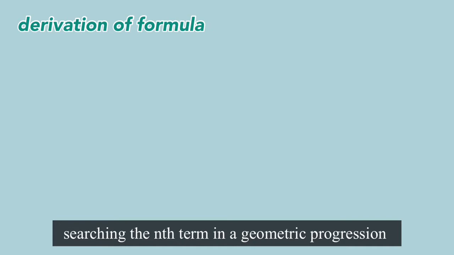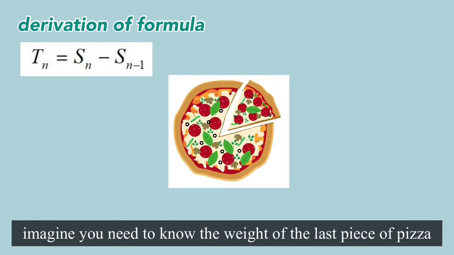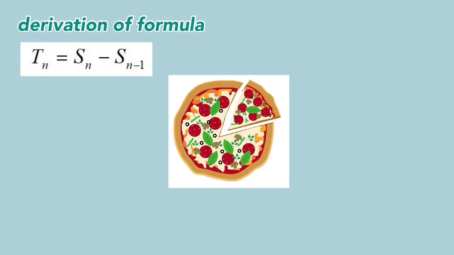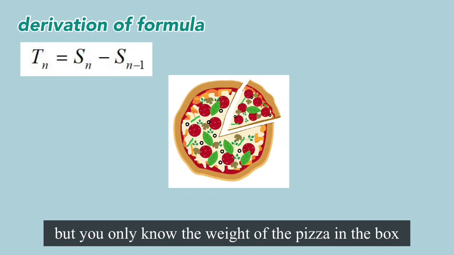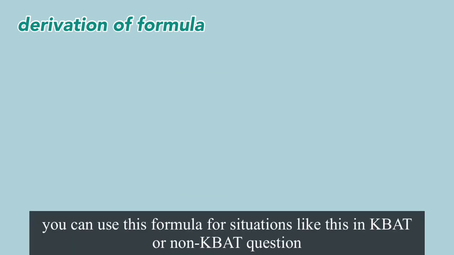Now that we know the formula, we can apply it to searching the nth term in a geometric progression by using this formula. Imagine you need to know the weight of the last piece of pizza, but you only know the weight of the pizza in the box. You can use this formula for situations like this. That'll be all.